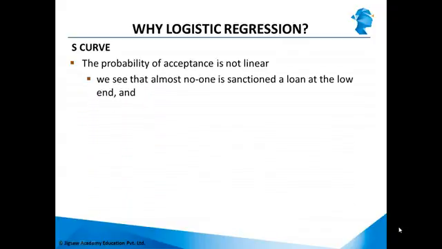In an S curve, the probability of acceptance is not linear. The probability of non-default, the word that I use here, acceptance, is really if someone is not likely to default, you will accept their loan application. So the likelihood of non-acceptance or of non-default is not linear. We can see that almost no one is defaulting at the higher end, and almost everyone is defaulting at the lower end, right? So almost no one will be sanctioned a loan at low scores of credit history, and almost everyone will be not defaulting at high scores of credit history.